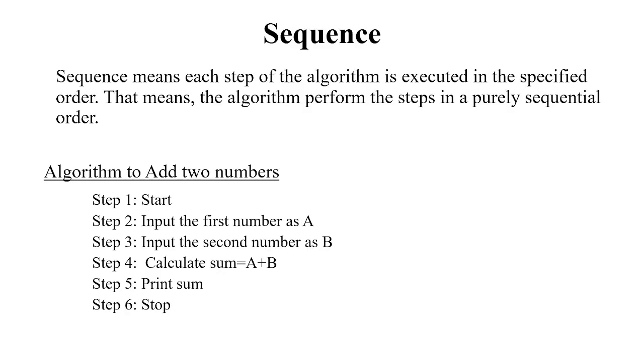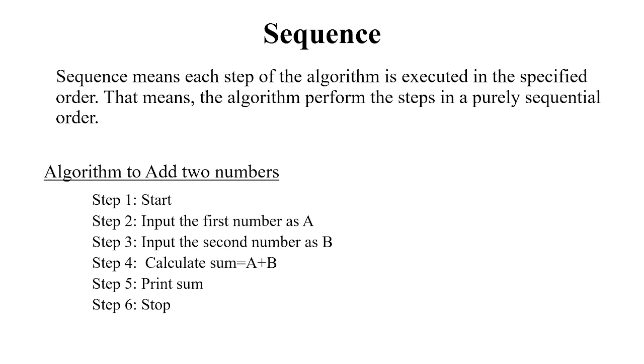As we all know, a sequence means it is going to specify a specified, step-by-step order. Sequence means each step of an algorithm is executed in a specified order. That means the algorithm performs the steps in a purely sequential order. It executes the first step, and after the completion of the first step, it moves to the second, then to the third, then to the fourth, and so on.